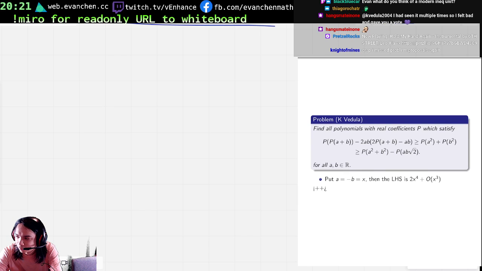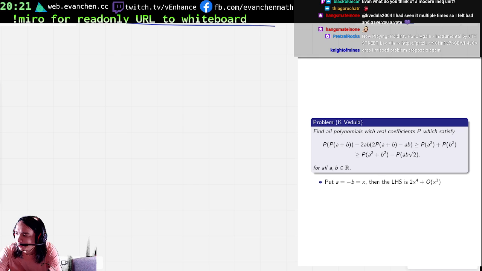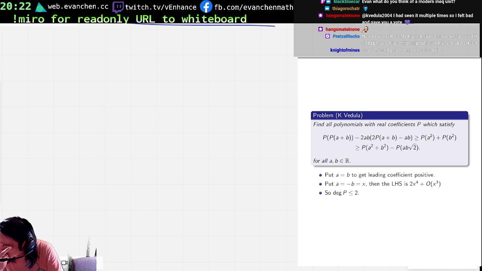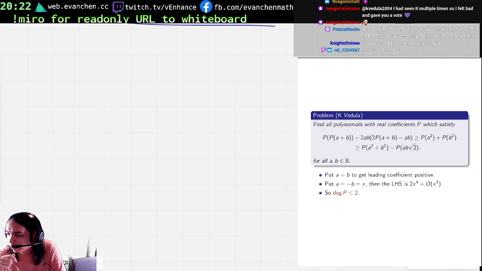Actually, hang on. Let me make sure I know the leading coefficient is positive. If I put a equals b, okay, yeah, leading coefficient positive. Put a equals b to get leading coefficient positive. So degree p is at most 2. I hope. Did I mess anything up? I think this should be okay, right? Leading coefficient is positive because this is degree n squared, this is degree 2n-ish.